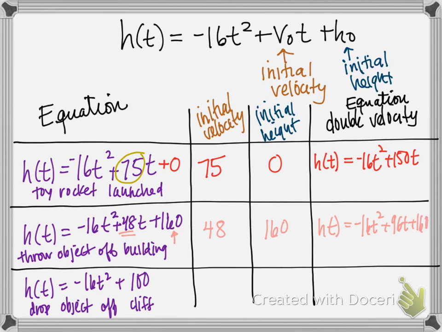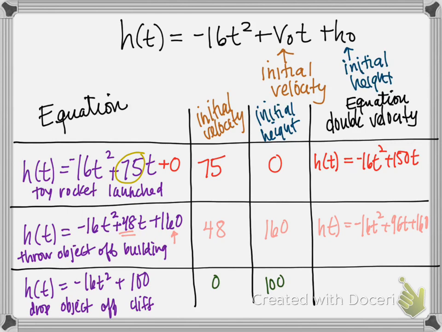In the very last example, an object is being dropped off a cliff. So the initial velocity, again, is the number in front of the t, right? This number here in front of the t, but there is no t. There is no initial velocity because they're not throwing it off a cliff. They're just dropping it. So the initial velocity here is 0. The initial height is 100 because it's that back term with no variable attached. So it's off a 100-foot cliff.